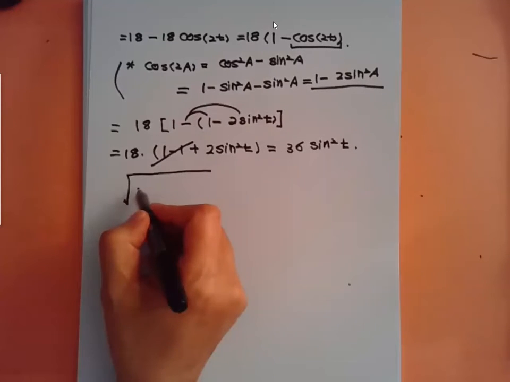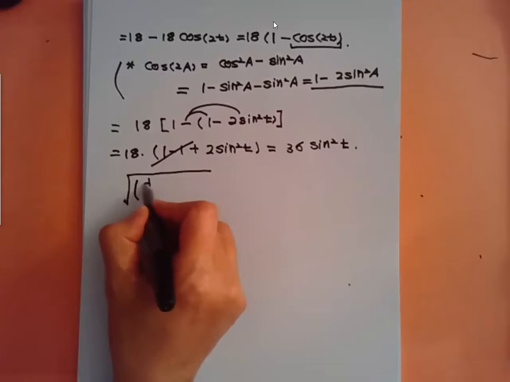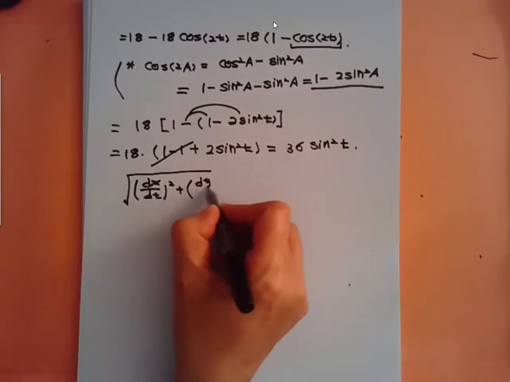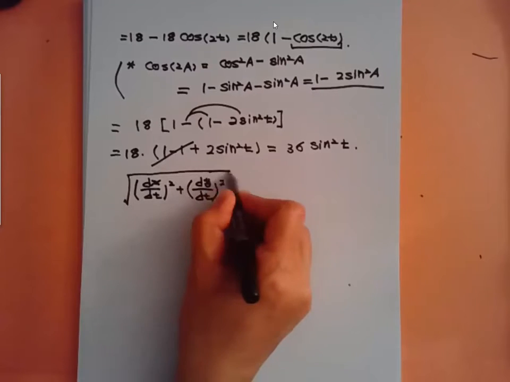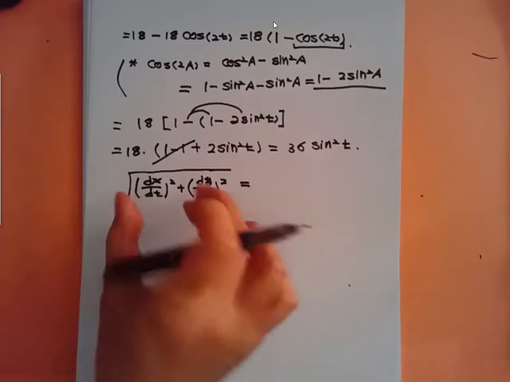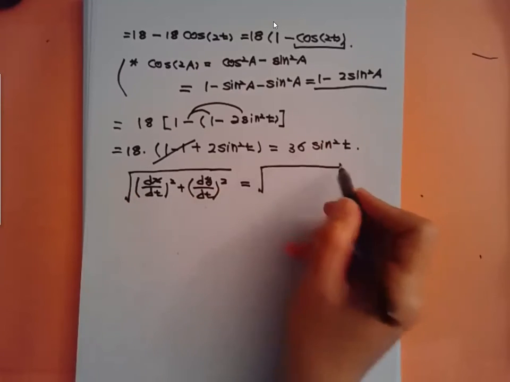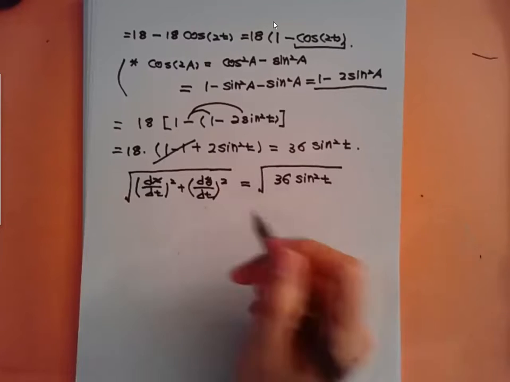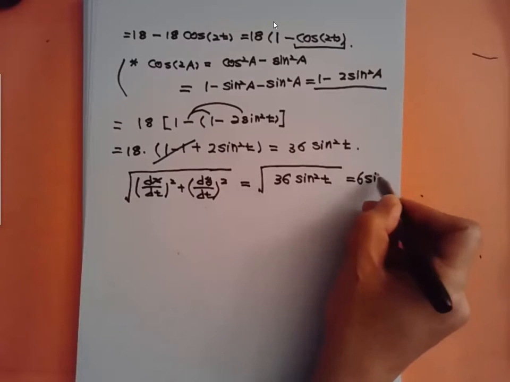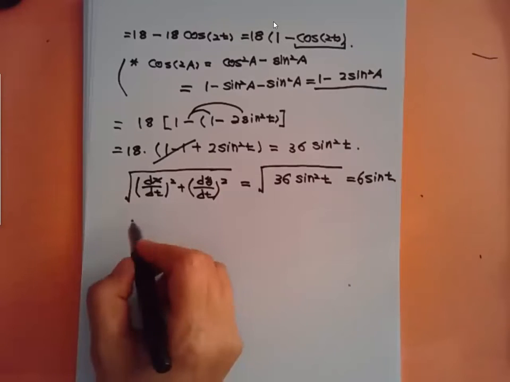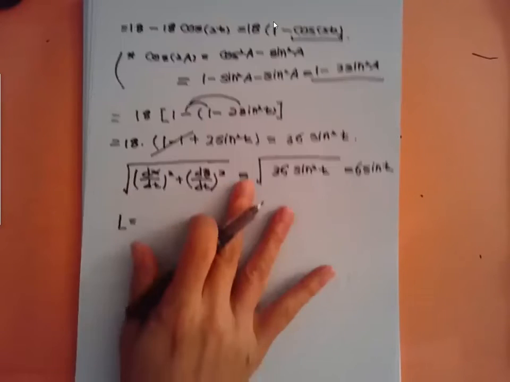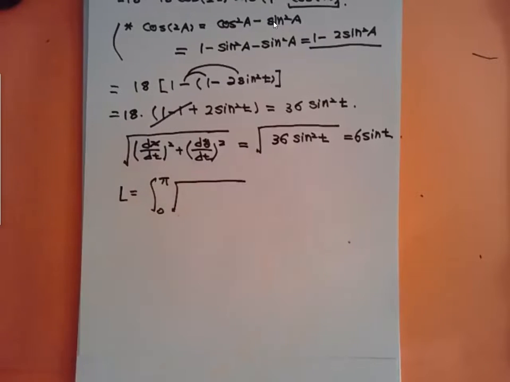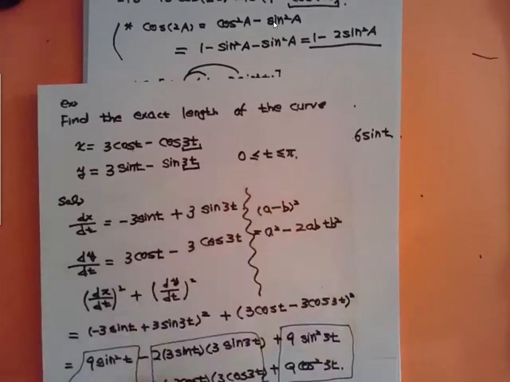So we are completing this part, dx over dt squared plus dy over dt squared equals, we calculated what's under the radical. That will be 36 sine squared of t. That is 6 sine of t. So the length is from 0 to pi, because t is running from 0 to pi.